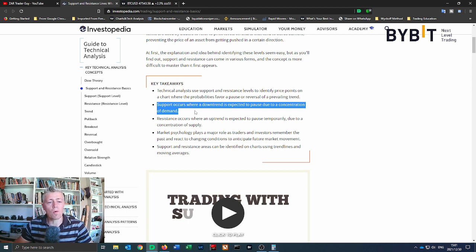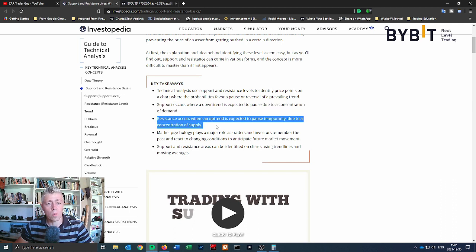Support occurs where a downtrend is expected to pause due to concentration of demand. So demand is where a lot of buyers have accumulated and they're expected to buy, and you'll see a rapid rise in price. Secondly, resistance occurs when an uptrend is expected to pause temporarily due to a concentration of supply. Of course, when there's an overwhelming supply, it means there's a lot of the asset being sold into the market, which pushes the price down. And we're going to look at that on the charts.